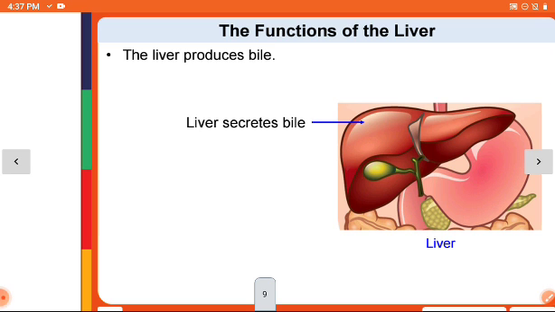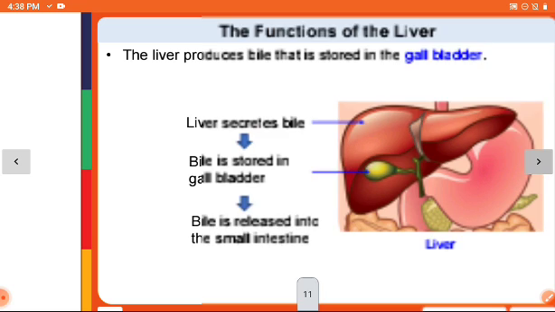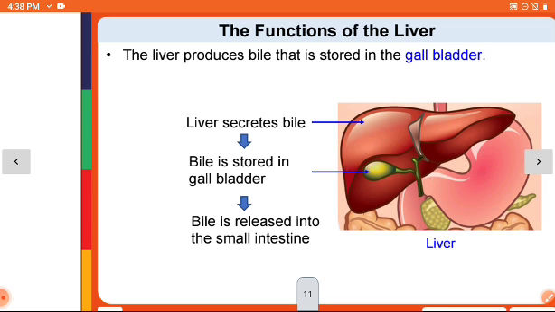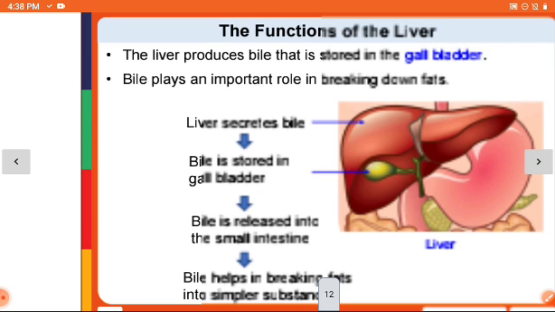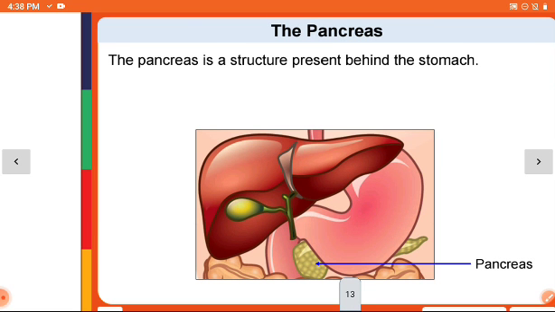So the function of the liver. The liver secretes bile. The liver produces bile that is stored in the gallbladder, and bile is released into the small intestine. Further, bile helps in breaking fat into simpler substances. So this is the process of the liver.